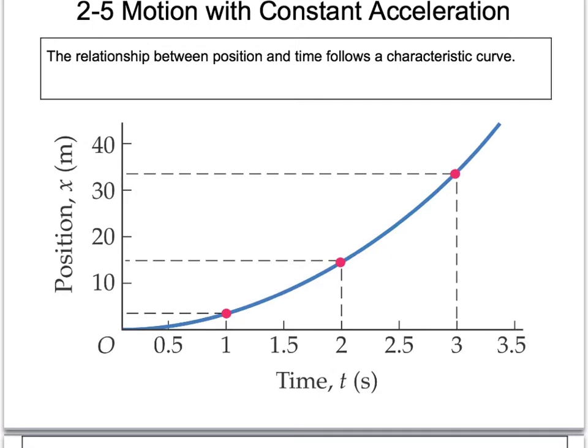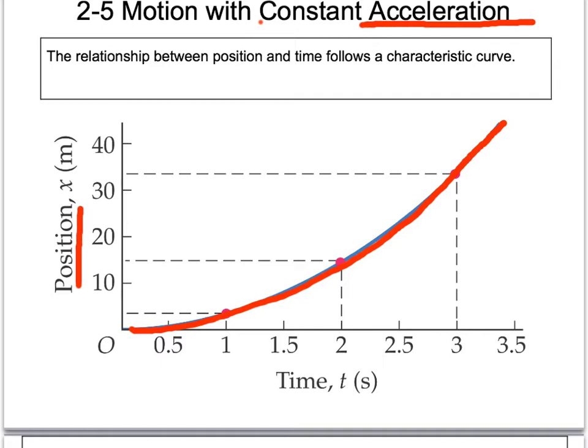Whenever you have an object that accelerates, its position-time graph is always a curve. So motion with non-zero acceleration on a position-time graph is always a curve. Accelerated motion on a position-time graph always, always, always is a curve. And that's what the statement at the top means: the relationship between position and time follows a characteristic curve.